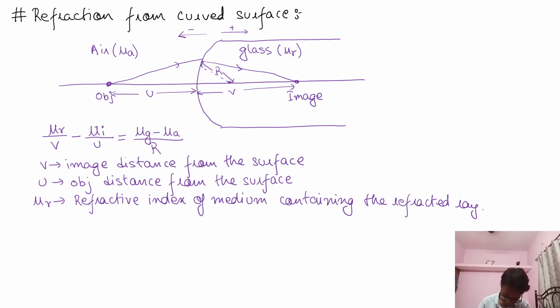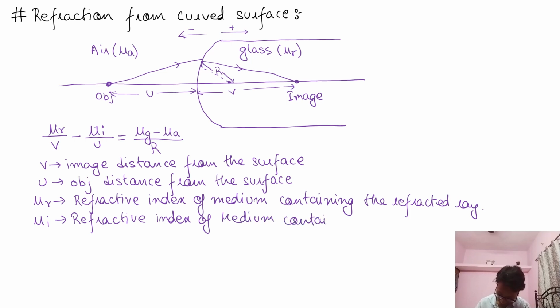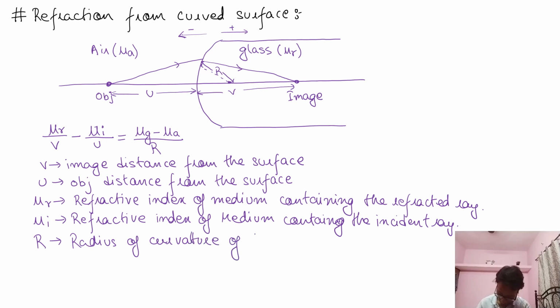What is mu I? Refractive index of the medium containing the incident ray. And what is R? R is nothing but the radius of curvature of the surface. Now I have a few questions.